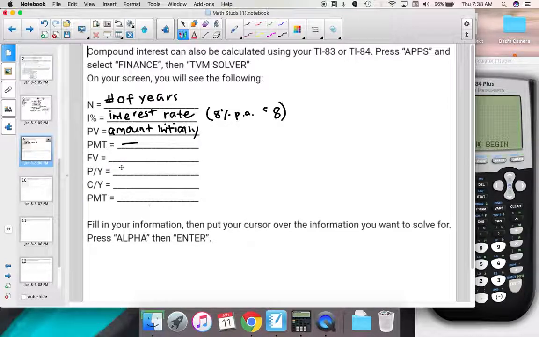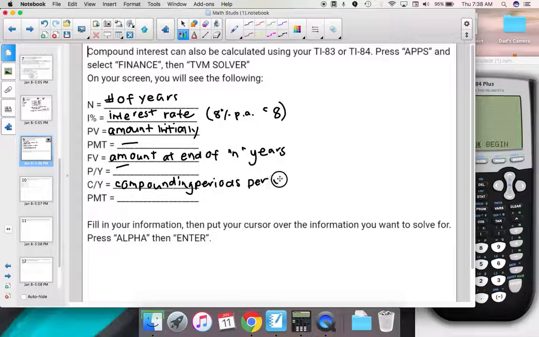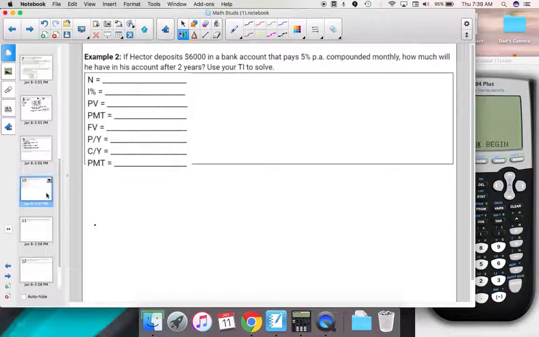PMT, we're not going to change that. We're going to leave it. Future value is the amount you have at the end of n years. So after 3 years, say, if your end value is 3, you're going to have your future value left in there. P/Y, we don't put anything here. C/Y is our compounding periods per year. And then our PMT, we don't put anything in there either. So let's take a look at what that looks like in an actual example.